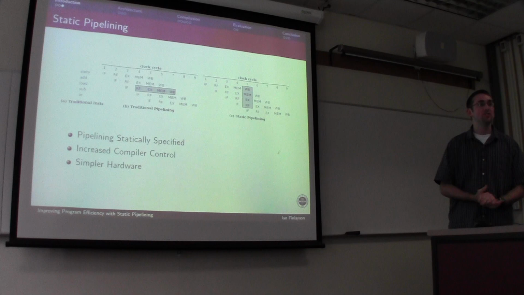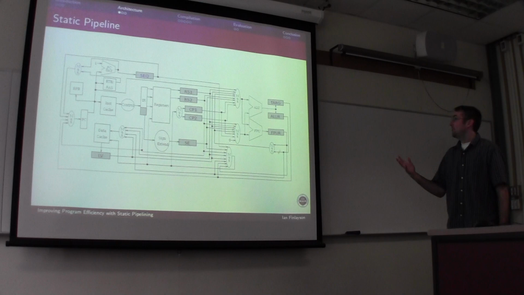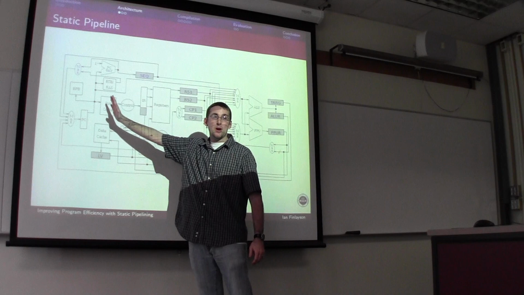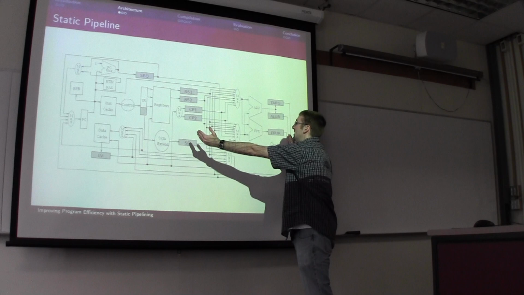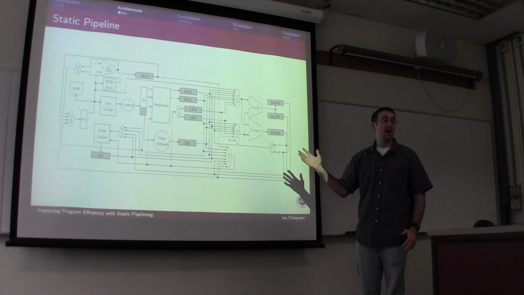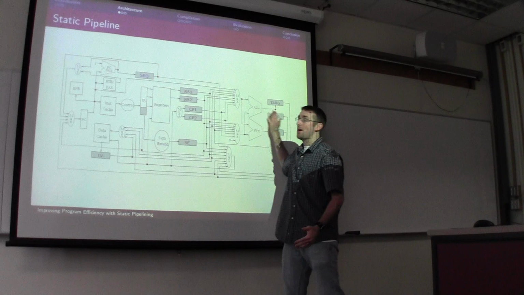So this is what a statically pipelined microarchitecture would look like. Pretty much the first part of the pipeline is the fetch stage, and that's unchanged from the original RISC-like architecture. The difference is the rest of the pipeline, everything here executes at once in parallel, so we can still have the high clock rate that we got from pipelining in general because we don't have to wait for everything to happen sequentially.